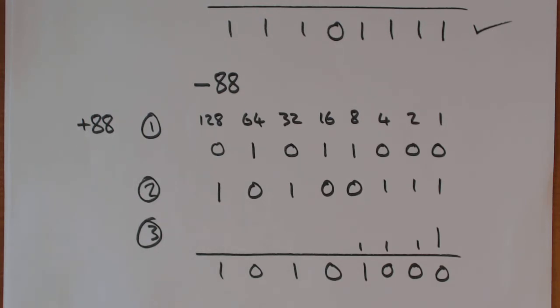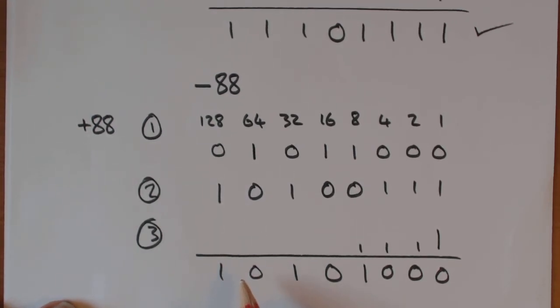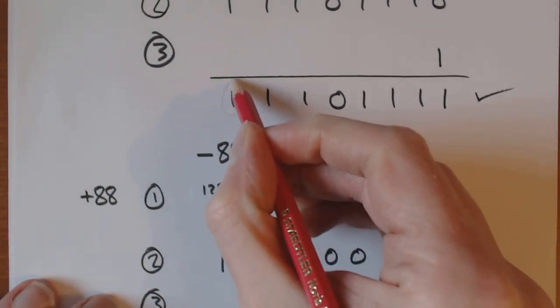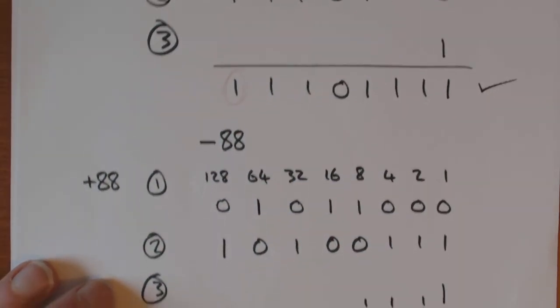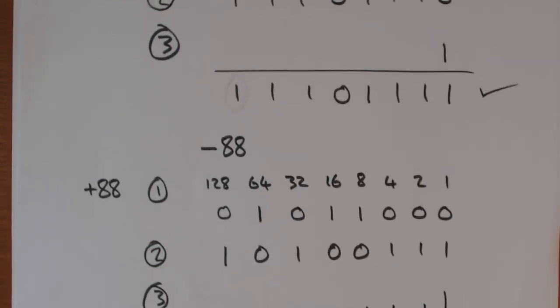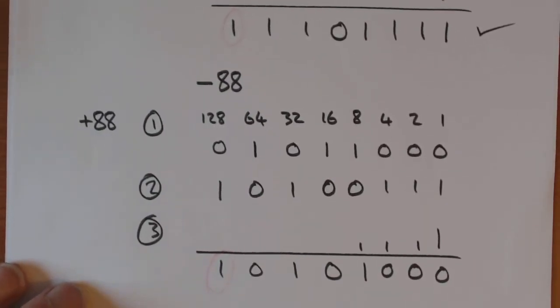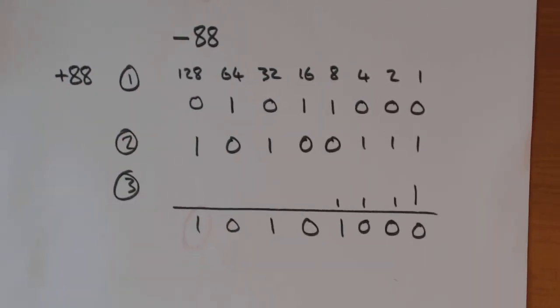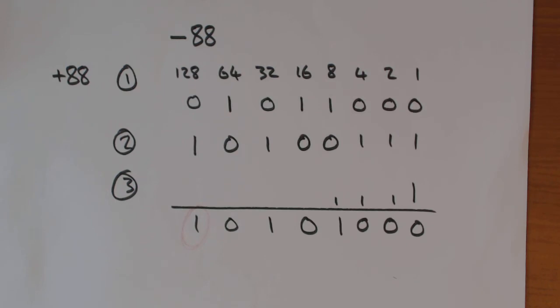When we start looking at finding the 2's complement in more detail, we'll start seeing that the furthest left number always turns out to be a 1, and there are reasons behind that, which we'll look into later on. But that's the solution for minus 17, and that's the solution for minus 88.